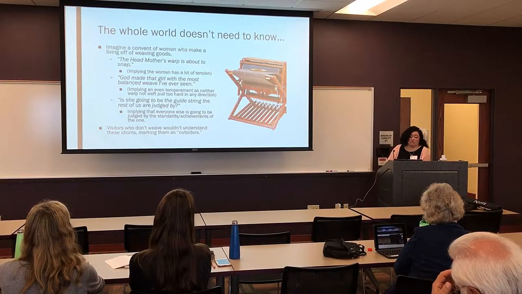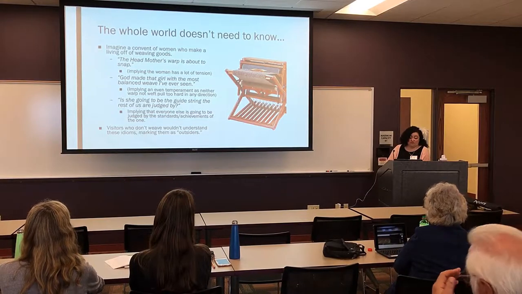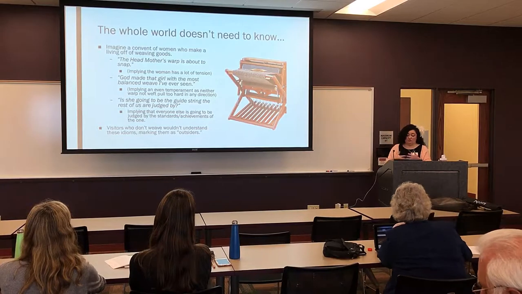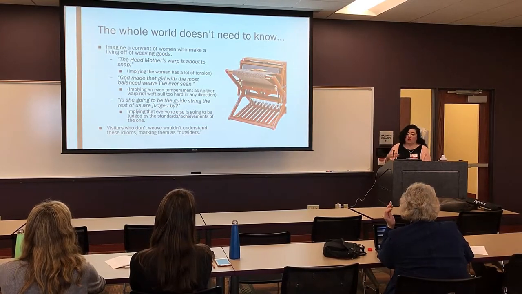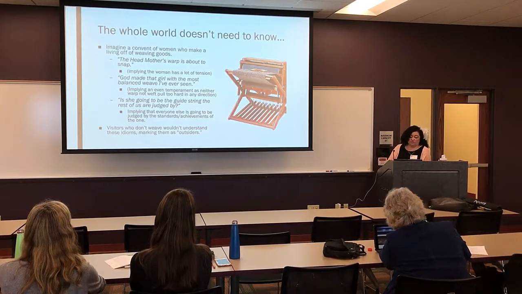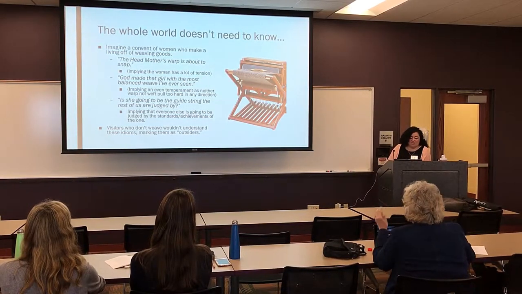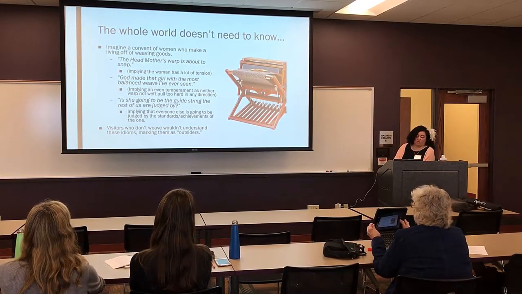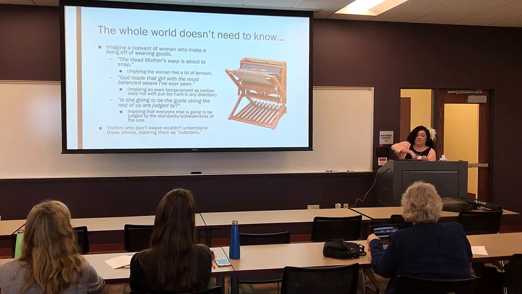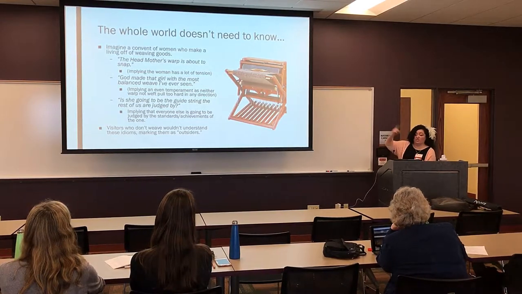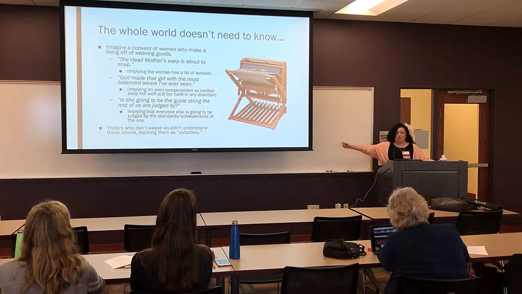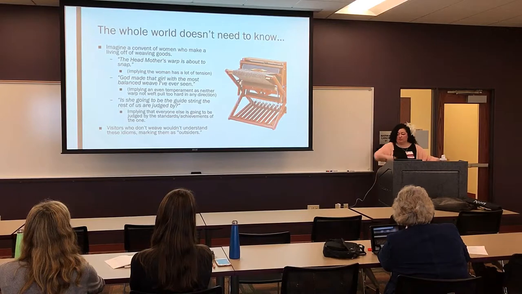God made that girl with the most balanced weave I've ever seen. Implying an even temperament, because the warp and the weft, that's the directions of the threads, don't pull too hard in any one direction. She's even keeled, which is another idiom. Is she going to be the guide string the rest of us are judged by? A guide string is a non-stretchy cord, the same length as the warp. So as you're getting ready to set up your weaving, it's just a set length. And then you have to get the rest of your yarn and make it all that same length going back and forth.